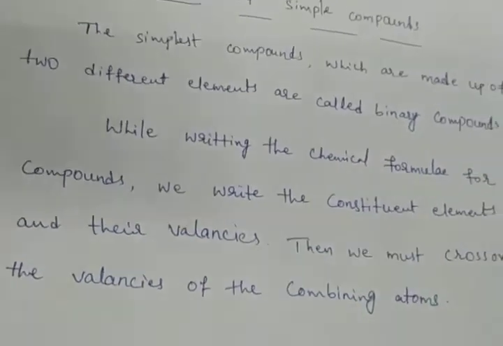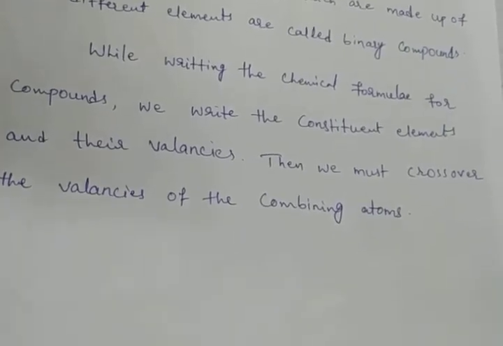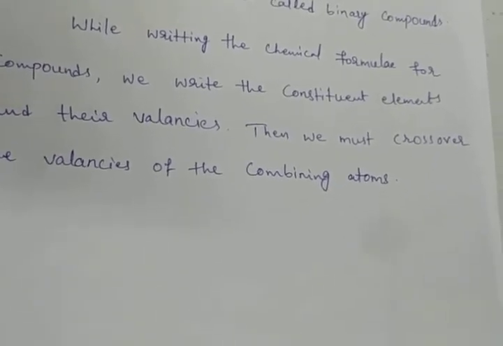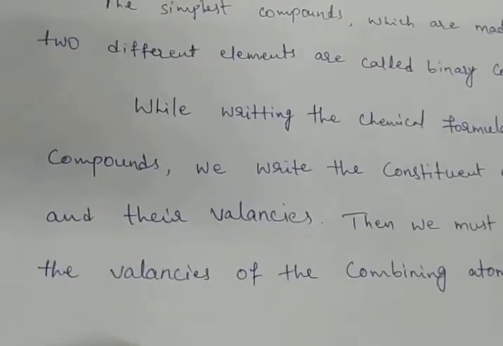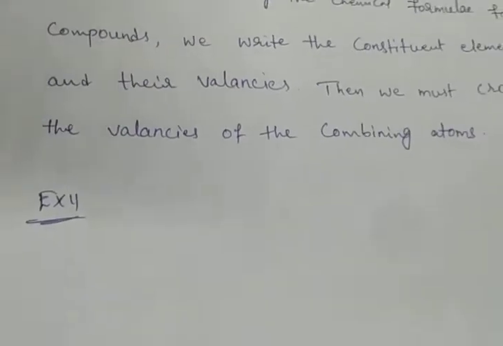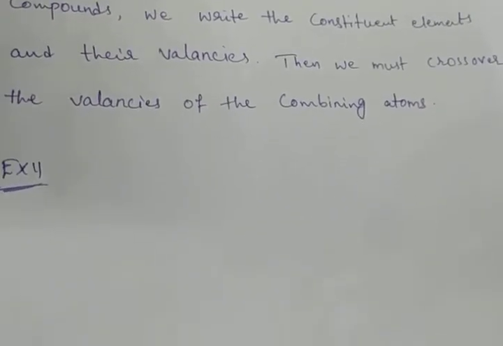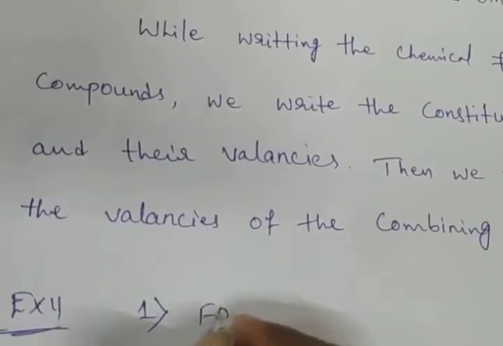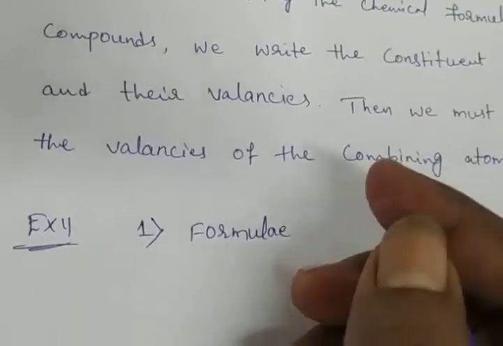Okay, when writing the chemical formula for compounds, we write the constituent elements and their valencies. Then we must cross over the valencies of the combining atoms. Okay, for example, suppose we take one example. We have to write the formula of hydrogen chloride. Suppose we don't know the hydrogen chloride formula.